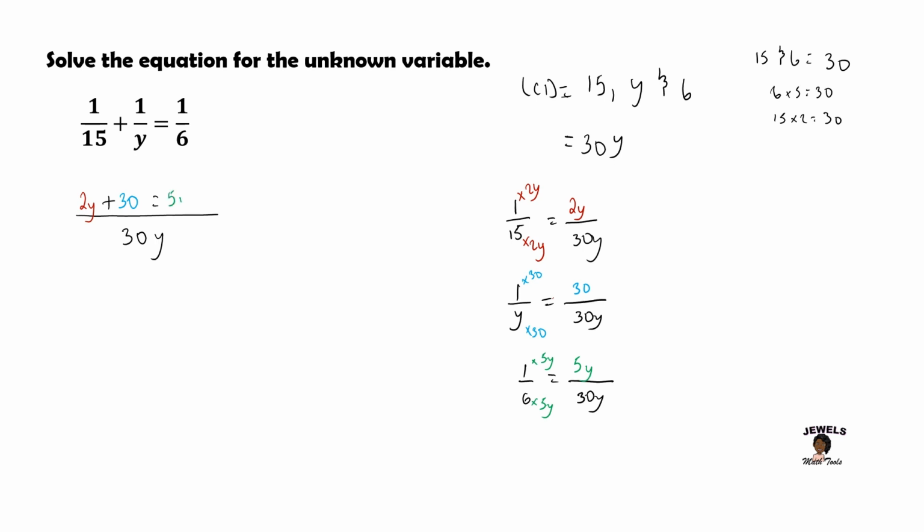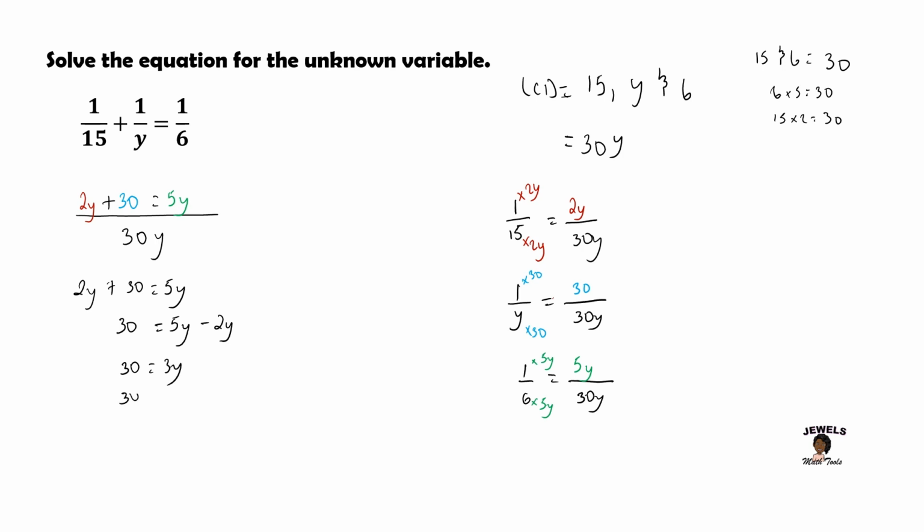And now that we have changed our fractions into their equivalent form with 30y as their denominator, we're going to begin solving this equation to find the value of my unknown variable y. I'm going to begin by collecting my like terms, which are my 5y and 2y. So I'm going to be moving my 2y to the 5y, and since 2y is positive, we will subtract it on the opposite side. So 30 will equal 3y.